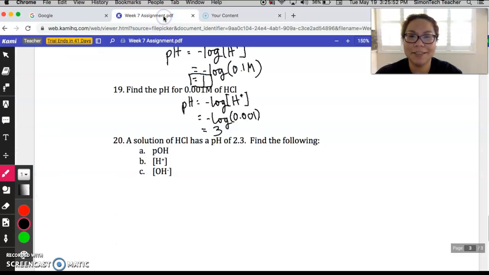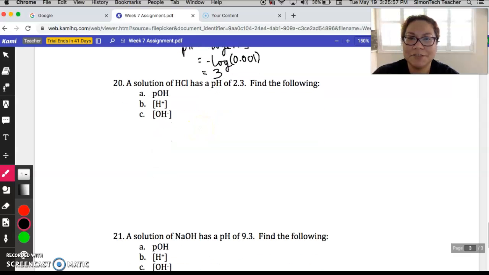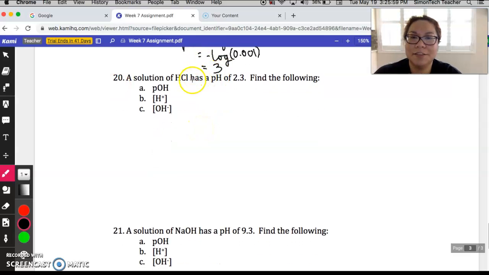Hi again, we're on to the last part of the assignment. So let's get through number 20. A solution of hydrochloric acid has a pH of 2.3. Find the following. For A, we need to look for pOH. And we are given pH 2.3.